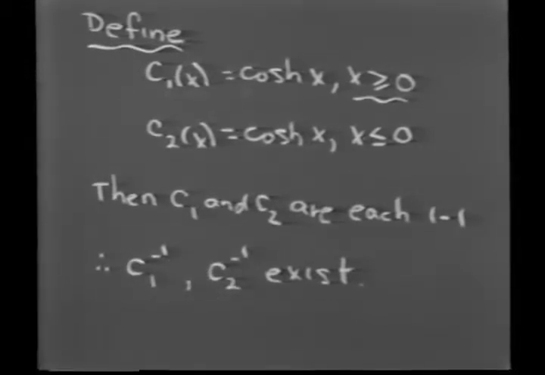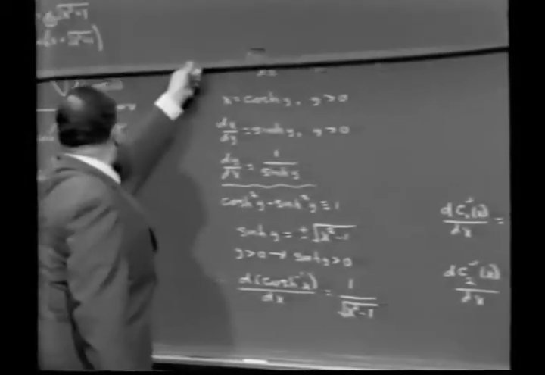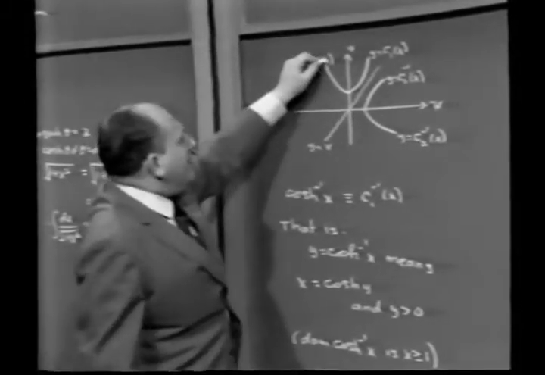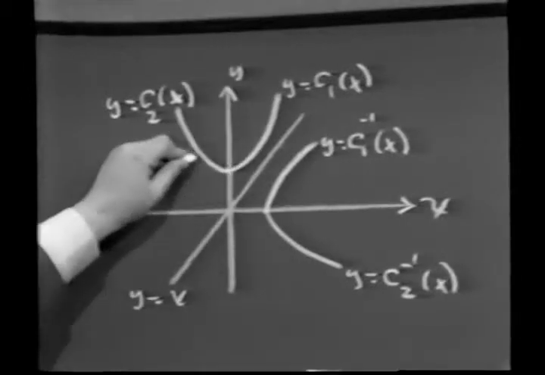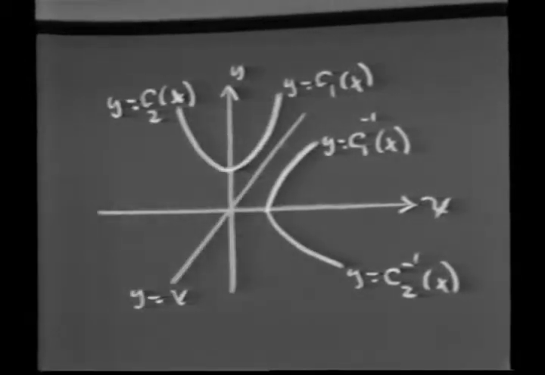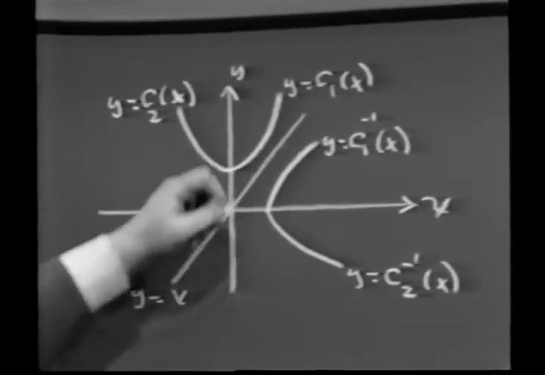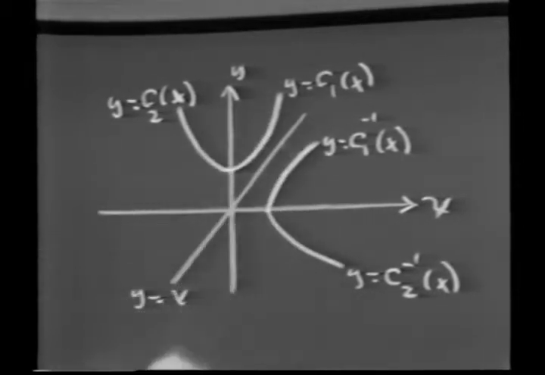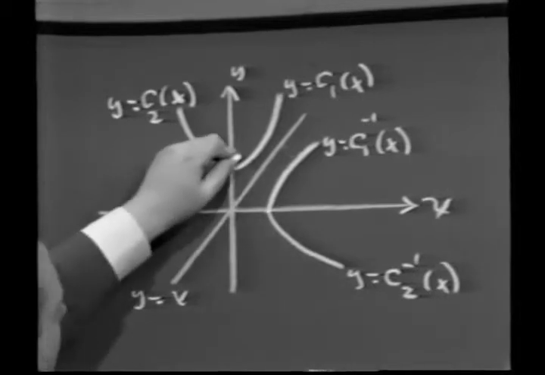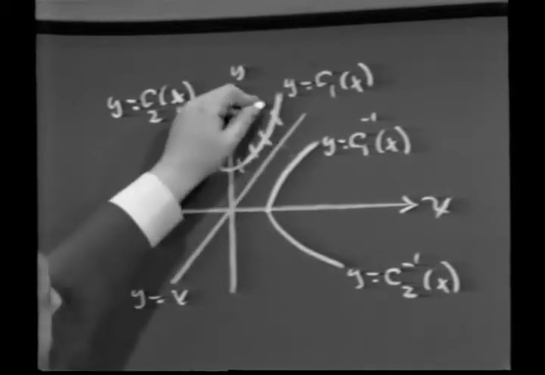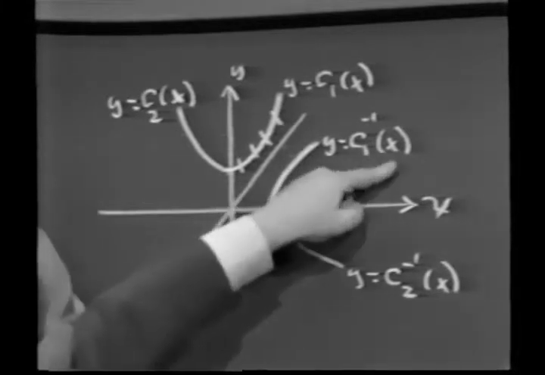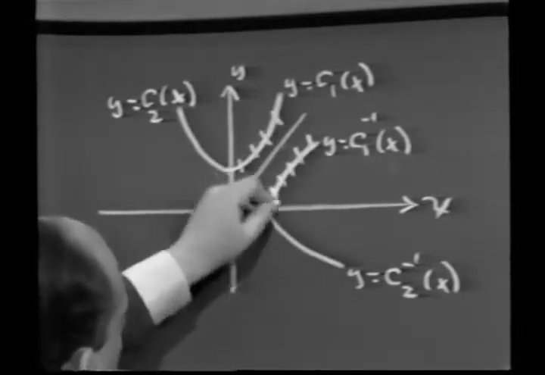In fact, pictorially, what I have is this. If I take the curve y equals cosh x and reflect it about the 45-degree line, this is the curve that I get. You see, it's a double-valued curve. All I'm saying is, if we look at y equals c1 of x, which is a one-to-one function, its inverse is c1 inverse x, which is this piece over here.